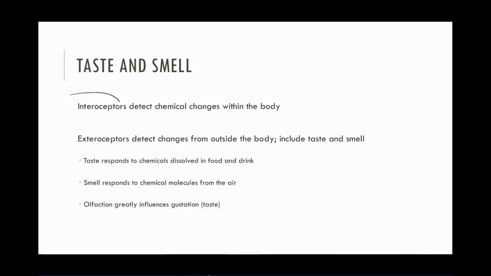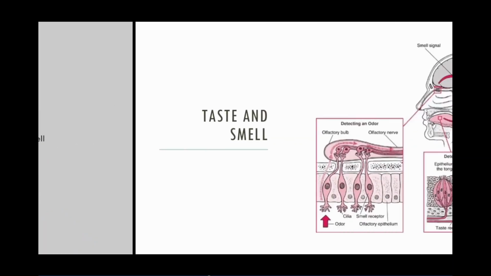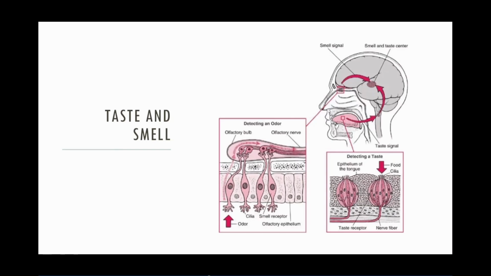together. We have interoreceptors, so they can make changes in what's going on within the body. We have exteroreceptors. These are from outside the body, and include taste and smell. Taste responds to chemicals dissolved in food and drink. Smell is the chemicals from the air. So when you get a bowl of soup or whatever, the molecules that are coming off of it are detected by the nose, and you smell it, and then you taste it after that. So that's why olfaction greatly influences your taste. So again, taste and smell, they both go together.